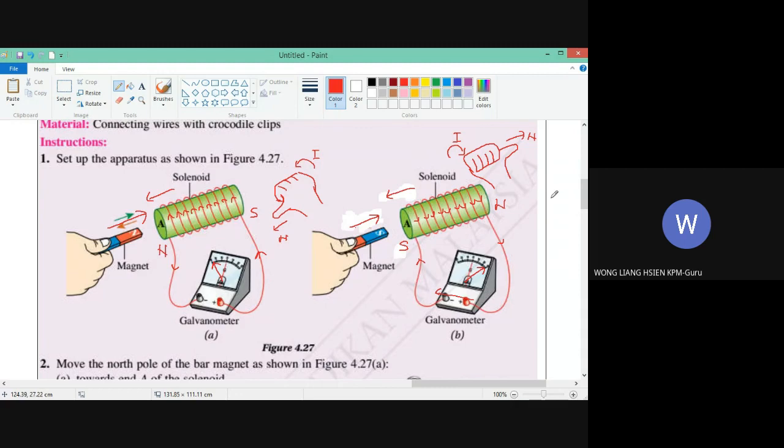So the concept is the same. Don't care whether it is a straight wire or a solenoid, the concept is the same. That means when you want to produce electric current or electrical energy, some part of the energy that you use to produce the motion will be converted into electrical energy.